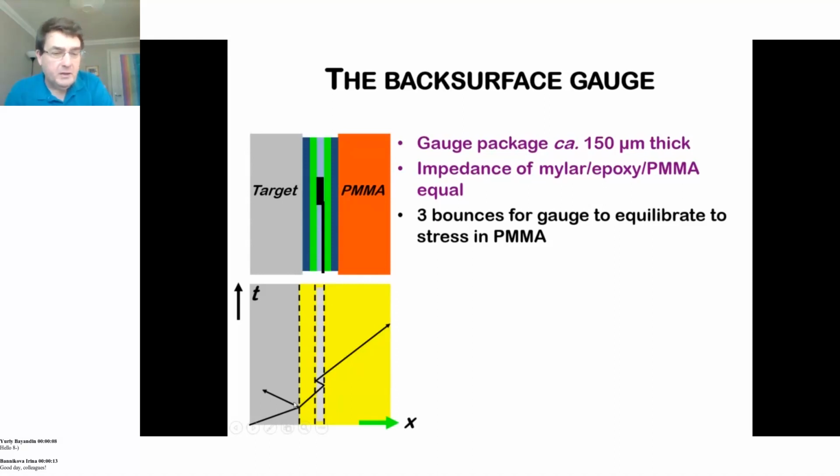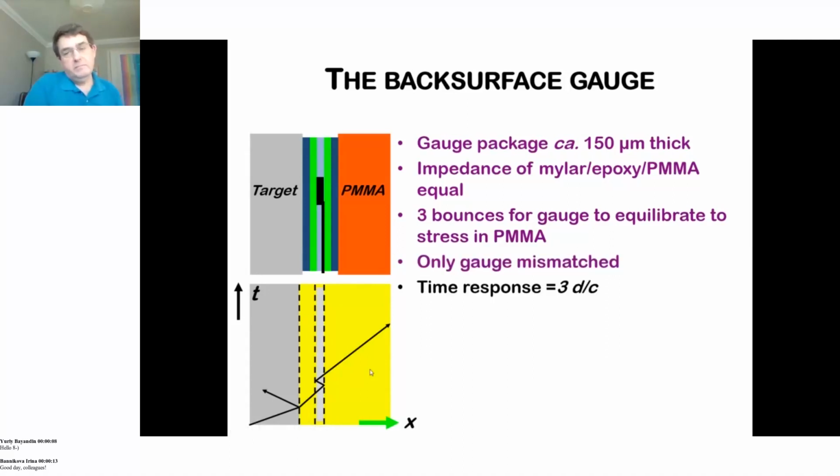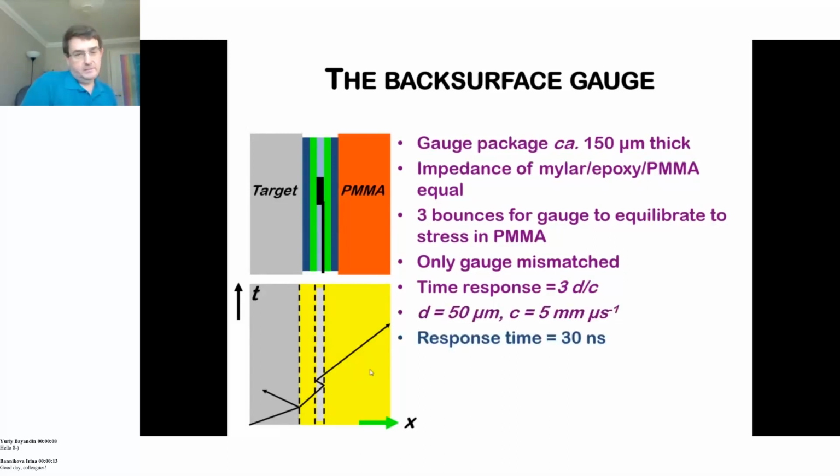So now the wave goes through the epoxy, reaches where the gauge position is, there are some bounces there within the gauge, and continue. So only the gauge is an impedance mismatch. Now, the time response, 3 bounces, sound speed. Manganin is a metal, it's got a higher sound speed, about 5 millimeters per microsecond, and the gauge thickness is now 50 microns. So the response time is 30 nanoseconds.